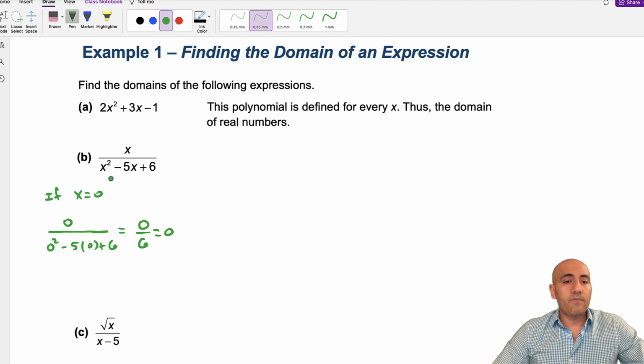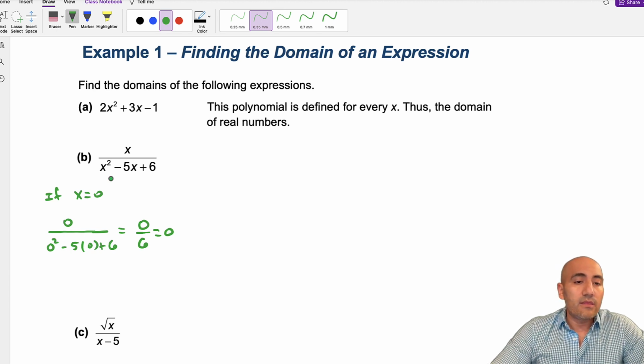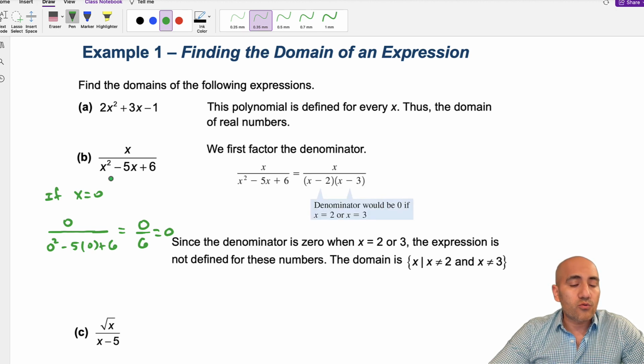So this is a trinomial. The coefficient in front of the x squared is a 1. So we just simply need two numbers that multiply to 6 but add to negative 5. So 2 and 3 work out. 2 times 3 is 6, and we need them to be negative, so negative 2 and negative 3 work out. Okay, so we factor the denominator. We end up with x minus 2 times x minus 3 in the denominator.